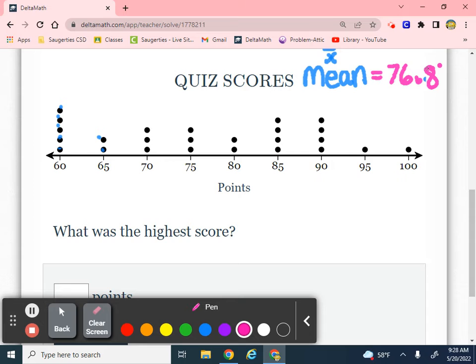For those of you who did stat edit, what did you get for the median? Go ahead.